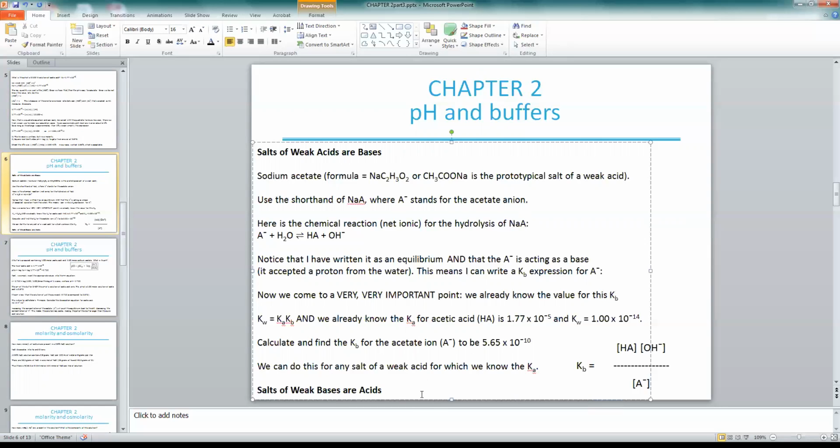And so we can do this for any salt of a weak acid if you know the Ka. And you're probably astute enough at this point to recognize that then the salts of weak bases are going to be acids. So you can do a similar type of expression for that.